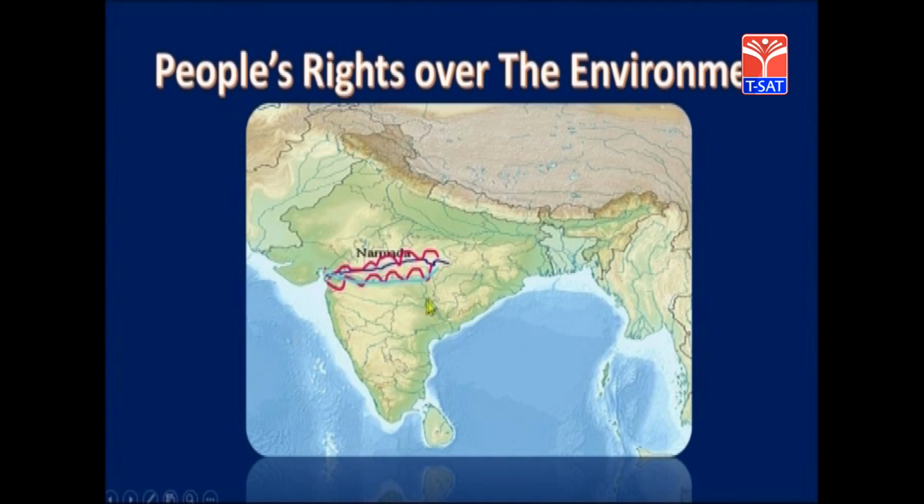So how is this Narmada river causing a threat to the lives of the people? The construction of dams over this river has become a threat to the lives of the people. So this we will discuss now.